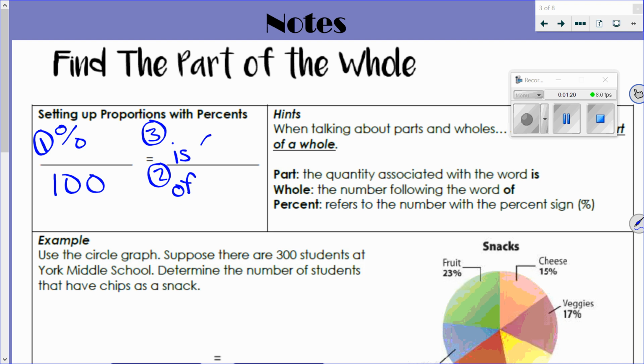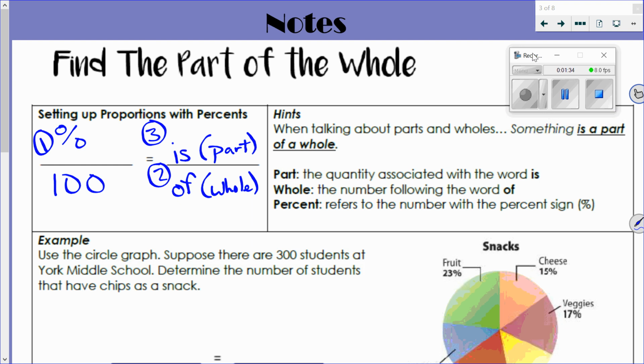The is actually the part. The of is actually the whole. One way to help you remember this, when you're talking about parts and wholes, something is a part of a whole. So is a part, the is the part of a whole. And most of the time you're going to see this as we start getting into the problems. When we talk about these percentage problems, most of the problems are going to say basically some number is some percent of some number. That is just the basic format of all these problems.